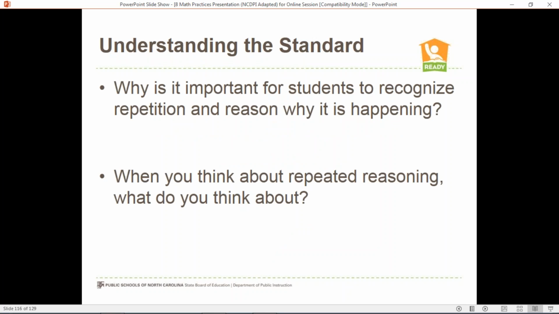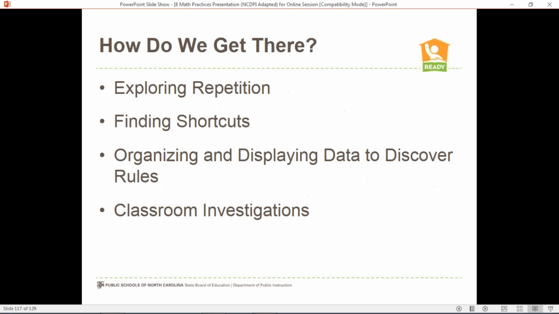And so as we're exploring regularity and repeated reasoning, we want kids to recognize what's going on with repetition and then figure out why is that happening? Like what's going on? Because again, this one goes back to making that overarching standard of making sense in problem solving. And that is that we expect it to make sense, right? So how can I recognize this repetition? And then when I think about repeated reasoning, what kind of things do we think about as learners, and what do we want our kids to think about?